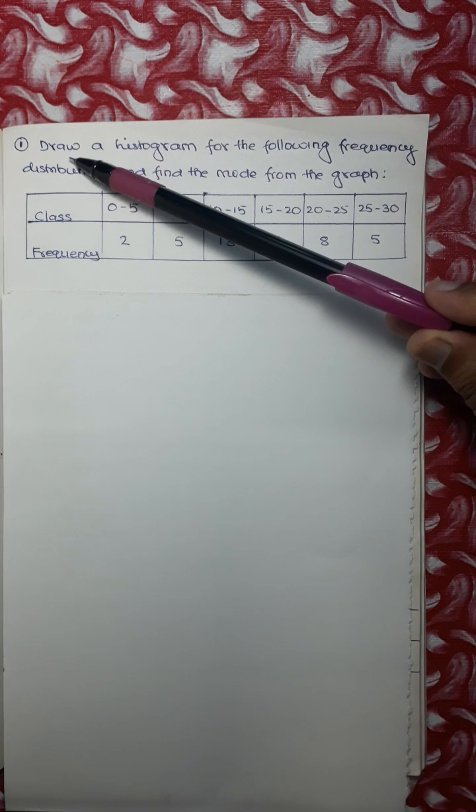Dear students, in the last video we learned to find mean, median and mode, right? Now today we are going to estimate the mode by graphical solution. So for that, let's see question number 1. Draw a histogram for the following frequency distribution and find the mode from the graph.